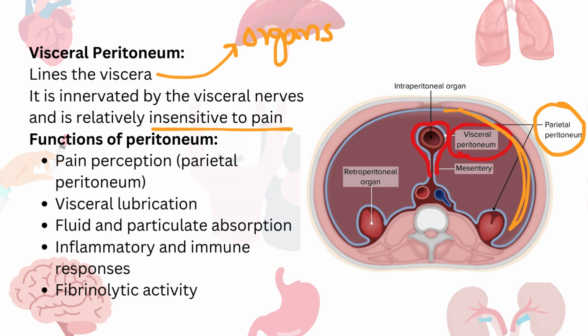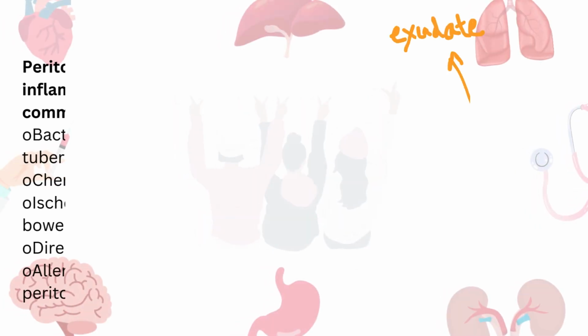Now, why is this peritoneum important? The functions of the peritoneum include pain perception. If the organ gets irritated, it involves the parietal peritoneum, and you will experience the pain. Then visceral lubrication. For example, your intra-abdominal organs, the organs of the GI tract, are undergoing peristalsis, so friction would be produced. In order to minimize that friction, the visceral peritoneum is very important. Then fluid and particulate absorption, and inflammatory and immune responses, letting your body know that if there are some kind of foreign bodies present, and to initiate the inflammatory process to divert the attention of the body towards the problem, and then fibrinolytic activity, etc.